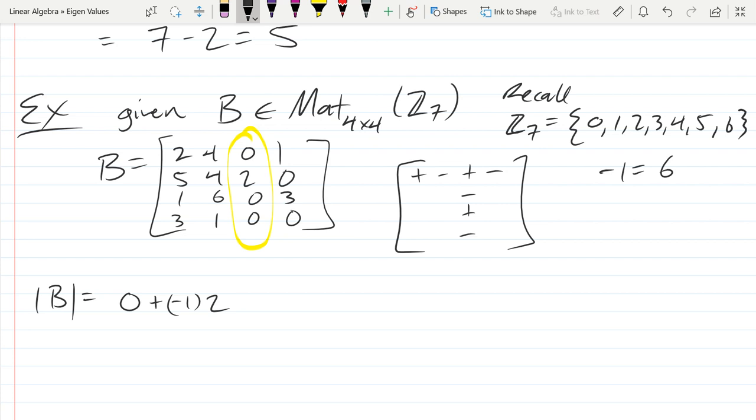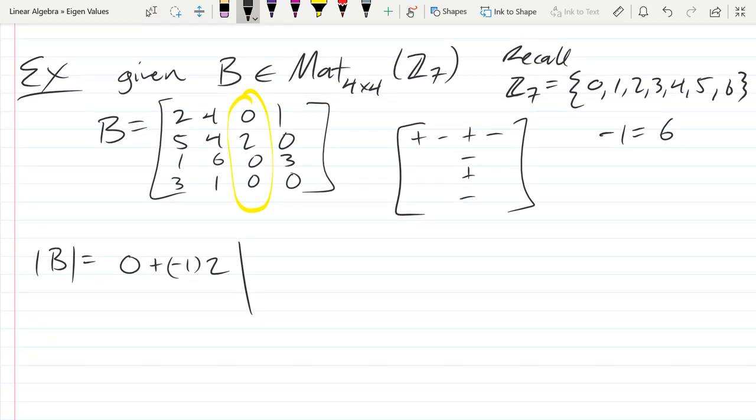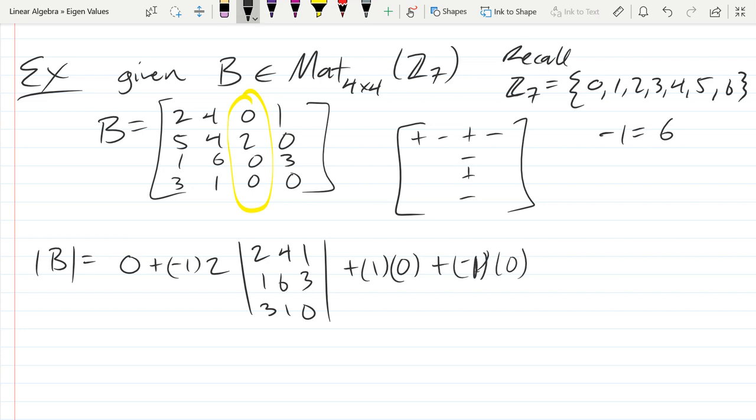So negative 1 has a property, when I add 1 to it, I get 0. So of course, if you add 1 to 6, you get 0. All right, so I'll fix that on the next line. So we are crossing out row 2, so I have 2, 4, 1, 5, 1, 6, 3, and then 3, 1, 0. I have plus 1 times 0 times I don't care, plus negative 1 times 0 times I don't care. Because again, those are multiplied by 0. So we don't need to worry about those determinants showing up.